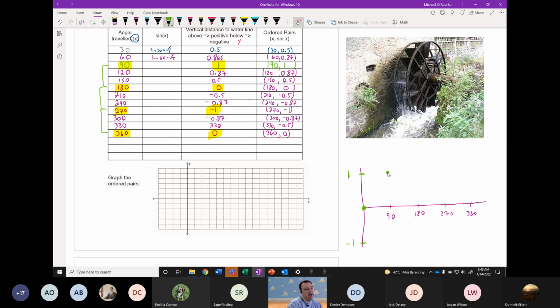So at 90, he's up at 1. At 180, he's about to go back. He's right at the water level again. At 270, he's way at the bottom of the wheel. And 360, he's back at the beginning. So you could sketch this little graph. It should look something along those lines. Put a U in chat if you understand how I made my little sketch.